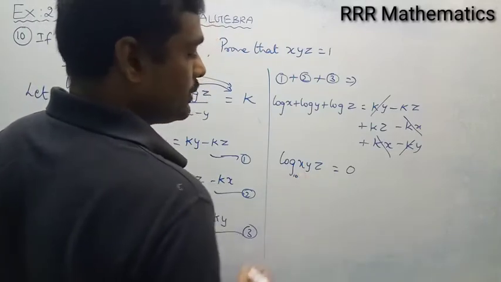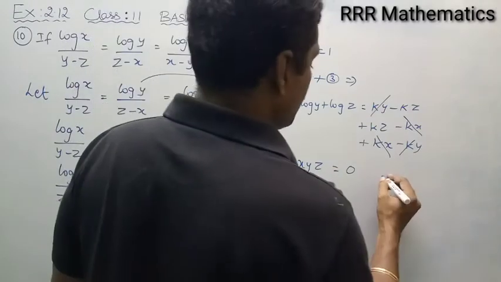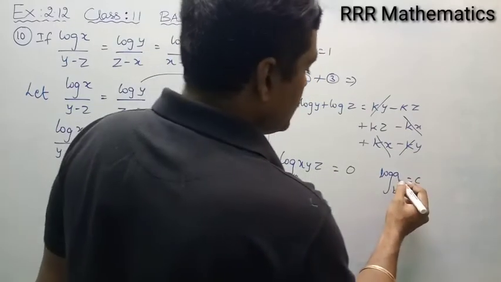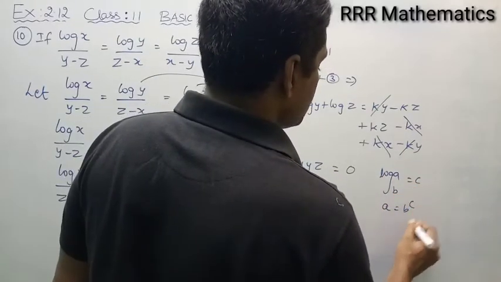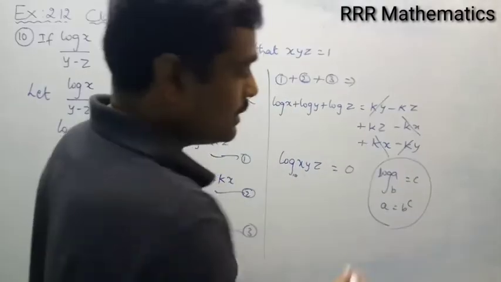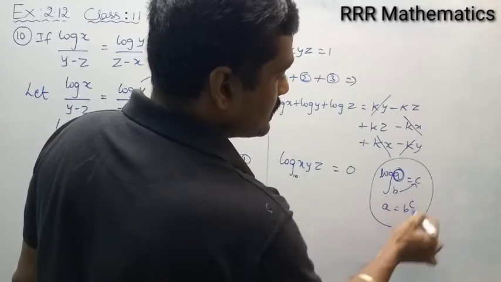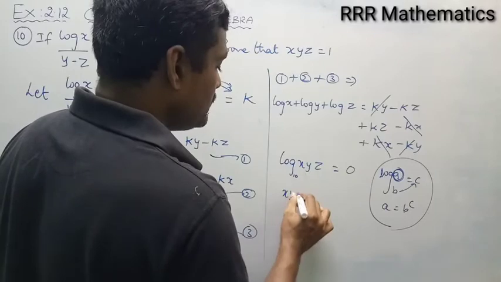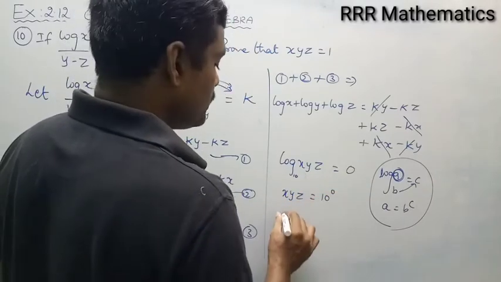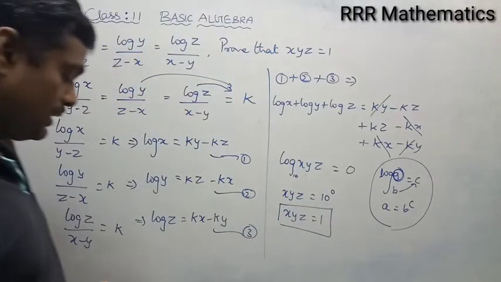If the base is not mentioned, you want to consider the base as 10, I said. So, it will be 10. Using logarithmic to exponential. Log a base b equal to some c, then this a can be written as b power c. Using this property, so this xyz equal to 10 power 0. What is 10 power 0? It gives 1. So finally I am getting xyz equal to 1.